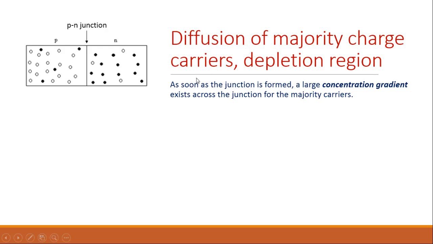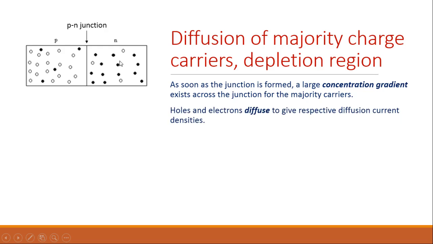In the figure on the left you can see a PN junction, and the device so formed is known as a PN junction diode. As soon as the junction is formed, on the P side there are a large number of holes, the majority charge carriers, and very few electrons, which are minority charge carriers. But the picture is very different on the N side. Here you have a large number of electrons, the majority charge carriers, and very few holes, the minority charge carriers. Thus we say a large concentration gradient is formed across the junction for the majority charge carriers.